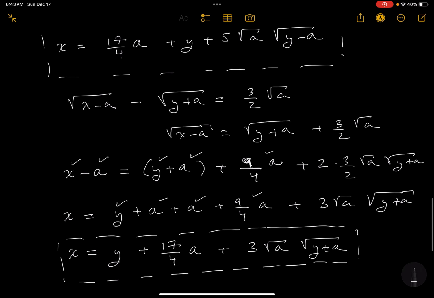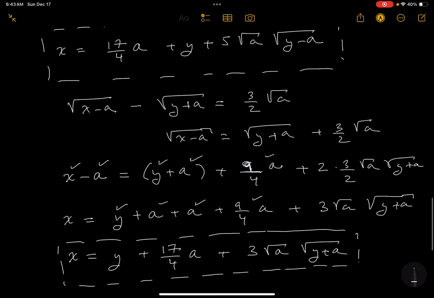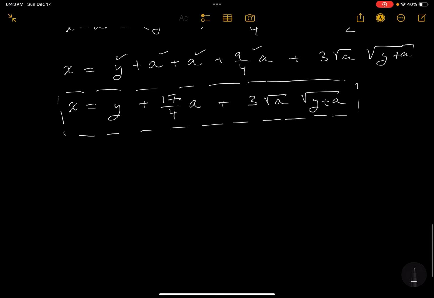Those two things are equivalent, and what's nice about it is that I'm looking at those two, and there's a good deal of symmetry over here. You know, x equals, both of them have y plus 17 quarter a in it, and then the only difference is in those trailing roots in the problem. But I'm going to write it down for you.